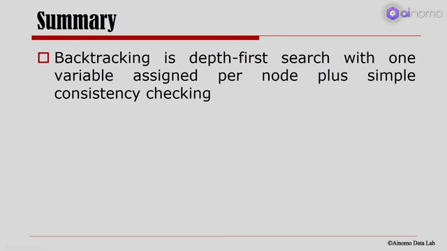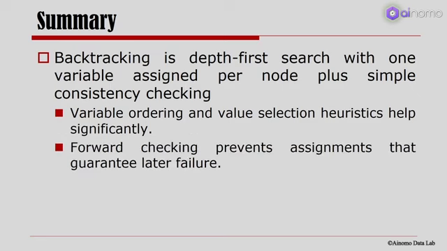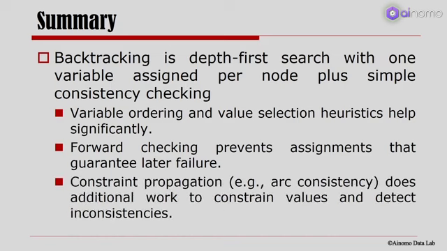We have looked at backtracking, which is a depth first search with one variable assigned per node, and then we added consistency checking to it. Variable ordering and value selection heuristics, we have seen, help significantly. We have looked at the idea of forward checking that prevents assignments that guarantee later failure. And then we have looked at constraint propagation, including arc consistency, that does additional work to constrain values and detect inconsistencies.